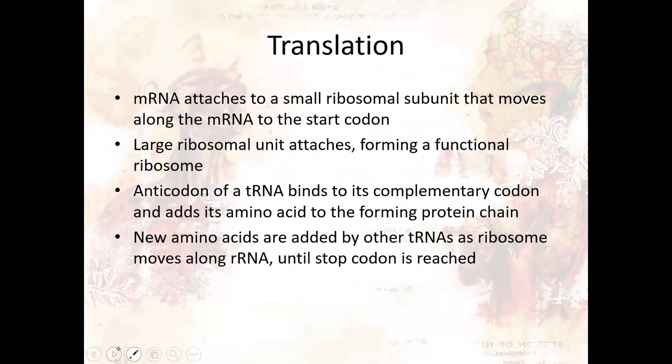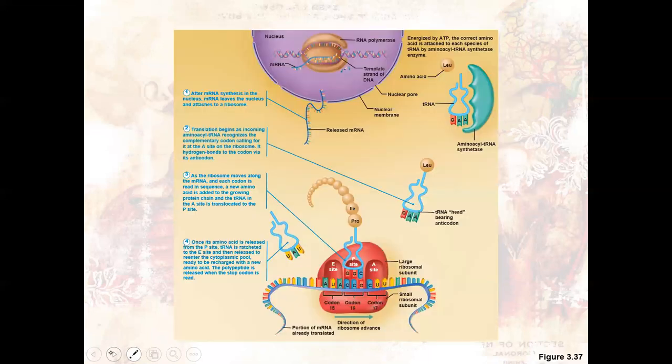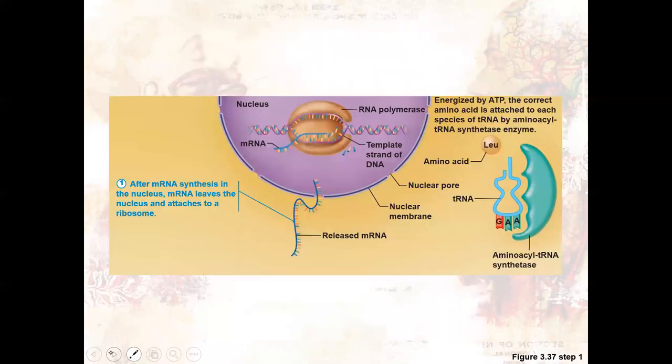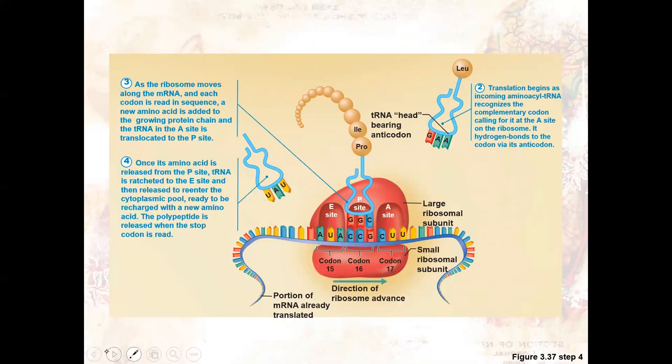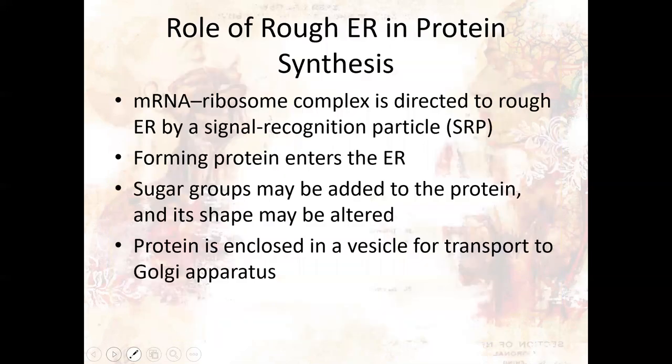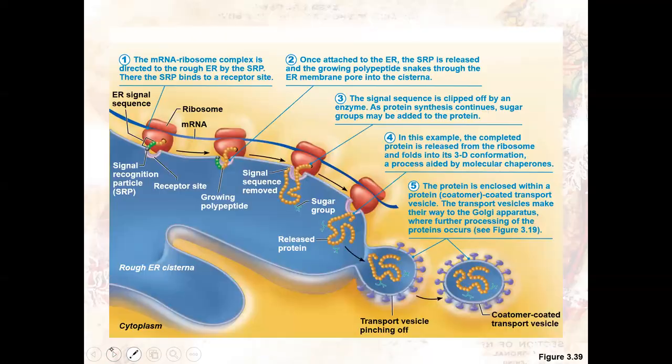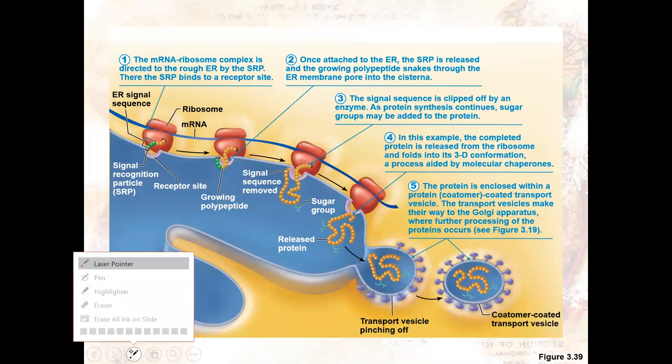Translation is taking that messenger RNA and translating it into a protein at the ribosome. Again, I'm not worried about how this happens. You should know that translation is taking messenger RNA and translating that information into a protein, and that it happens at the ribosome. The rough endoplasmic reticulum, again, is involved in making proteins that are going to be exported. Here's what that looks like. So you see that protein here, and then it's exported.